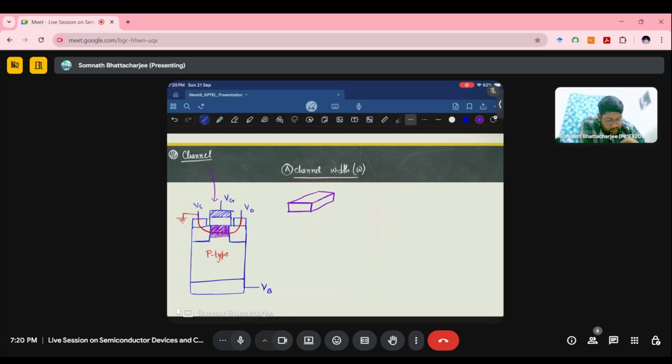Obviously, as this is a 3D structure, it will have a height, a width, and a length.